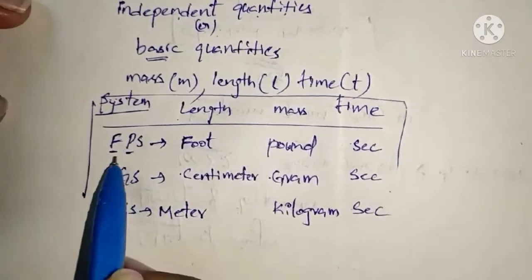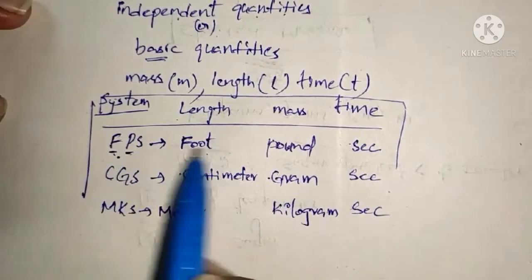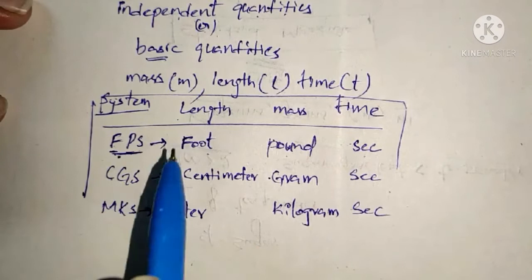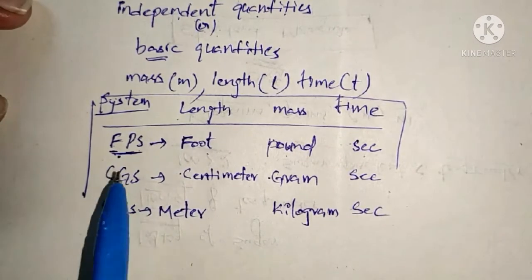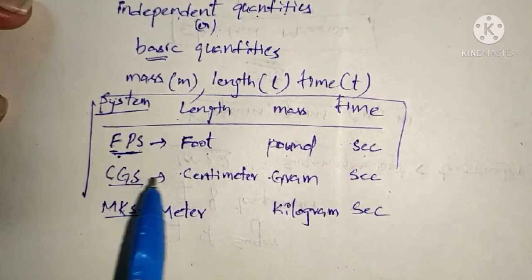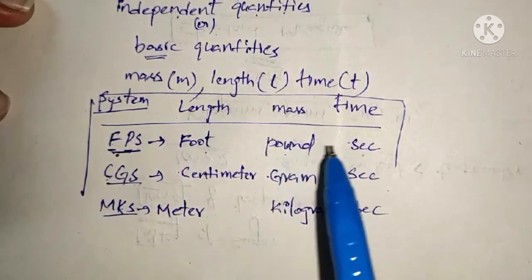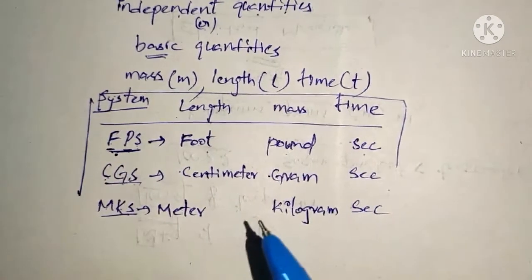The first measuring system we call FPS. F means foot, P means pound, S means second. So these are the three fundamentals: length, mass, time. We call this also length, mass, time. If you remember this, we can easily say what is C, what is G, and what is S, that is, what is length, mass, time in CGS, MKS, or FPS.